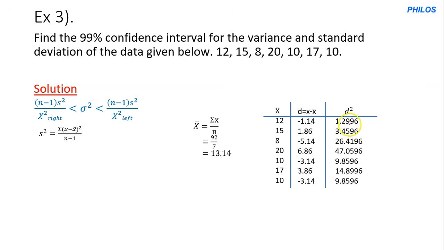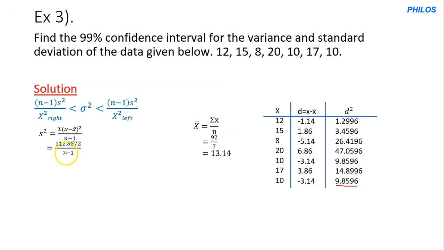After getting each deviation square, you add everything together. When you add everything, you get 112.8572. So you come here and substitute that into the formula. This is summation of (x minus x bar) squared, and this place means x minus x bar squared, so the summation of everything. We substitute it here, so we have 112.8572 divided by n minus 1.